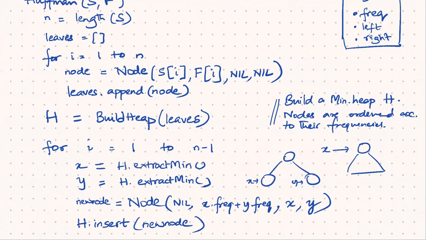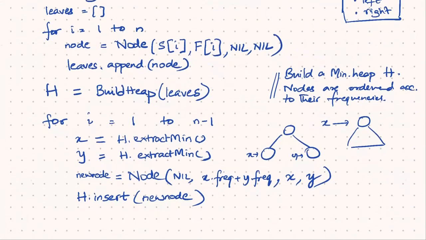Okay, so after these n minus 1 steps, in the end, you'll be left with just one element in your heap, right? That would be basically a pointer to the root of the optimal tree that you have constructed, right? So in the end, you could just simply return the single node that is remaining in your heap. So h dot extract min, right? So you return a pointer to the root element. Okay. So that is basically the implementation.